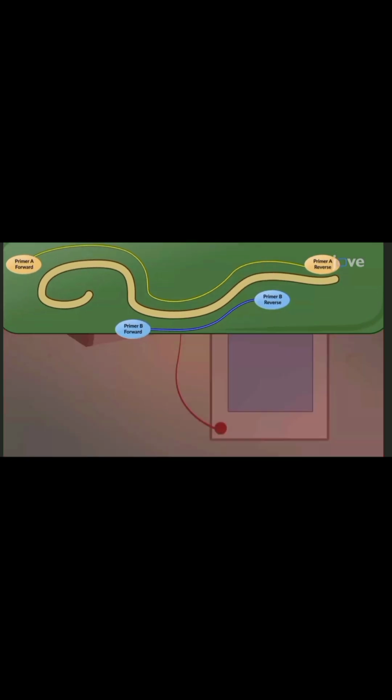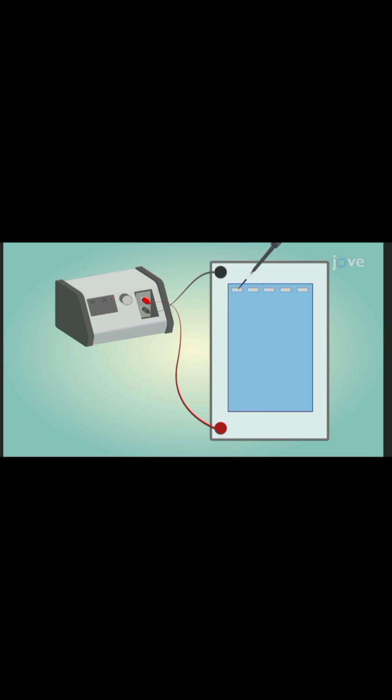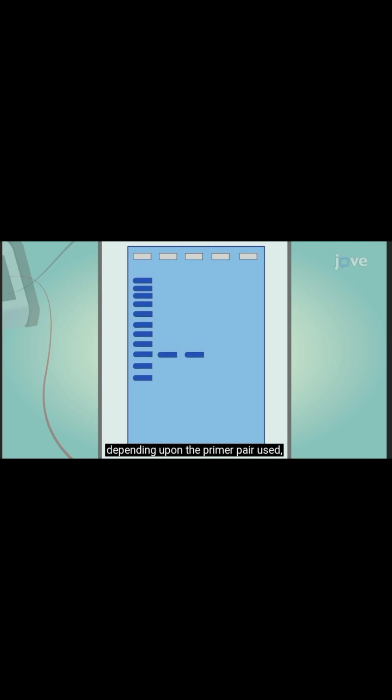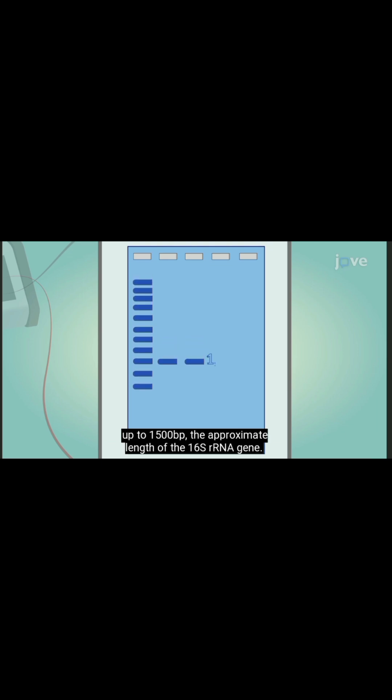After PCR, the products can be analyzed via gel electrophoresis. The gel should contain a single band of an expected size, depending upon the primer pair used, up to 1,500 BP, the approximate length of the 16S rRNA gene.